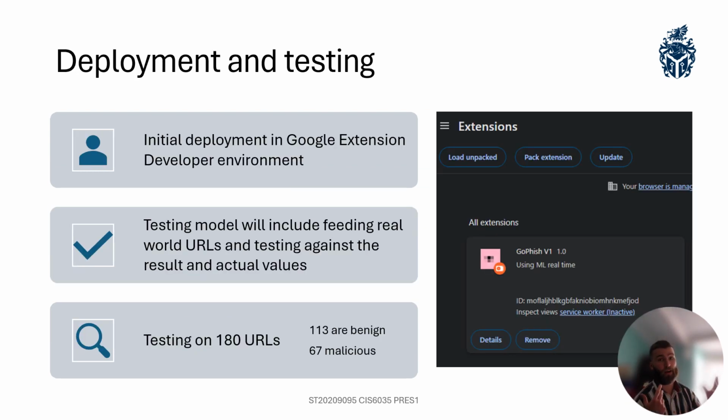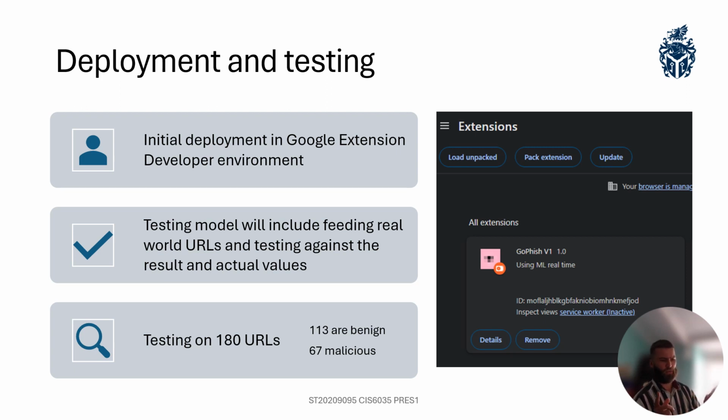After we do the Chrome extension development, we can then do a little bit of testing. So we can deploy the extension unpacked in Chrome, and then we can actually use the extension itself locally and test the whole extension on real-life URLs. So we're going to test on about 180 URLs. 113 of them are going to be benign, and 67 of them are going to be malicious.